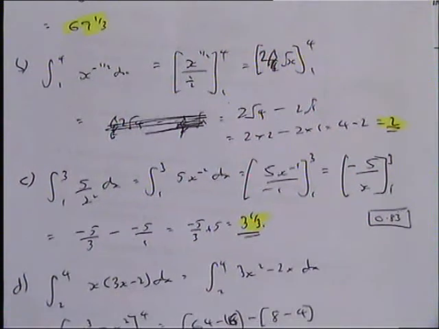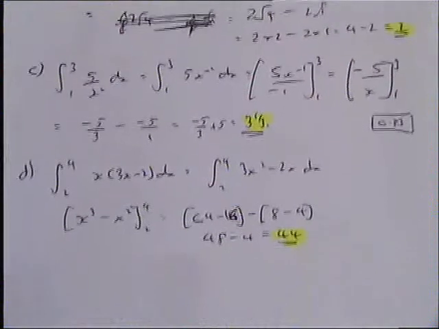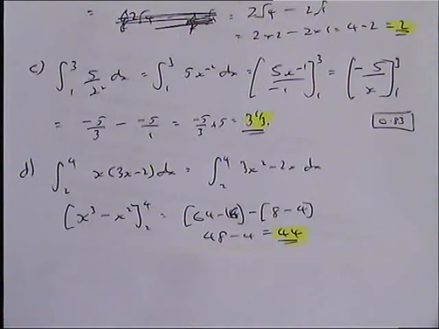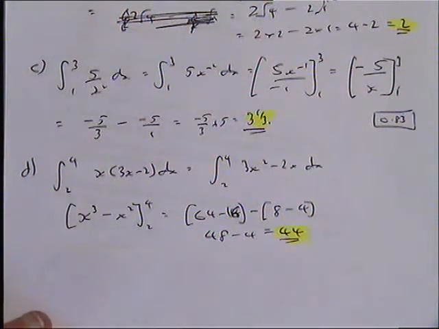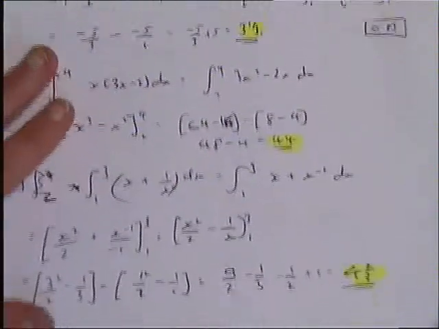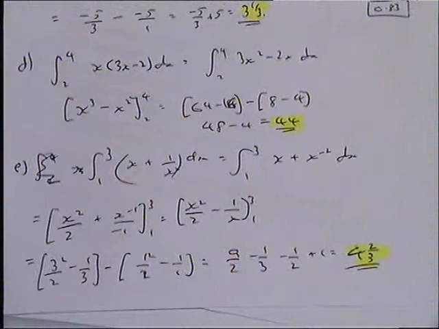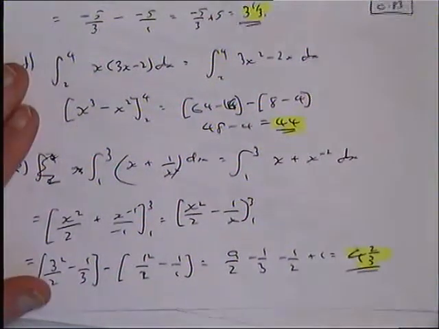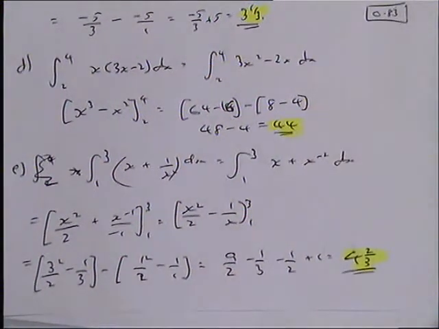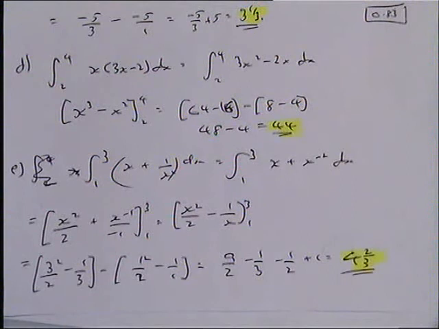D, 44. And E, 4 2/3. So that brings the first question to a finish. Question 3, and I'll start going through some of these problem ones in a bit more detail.